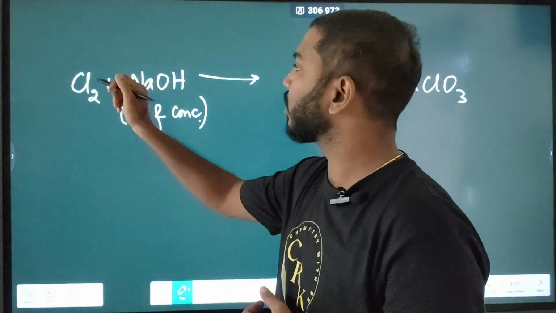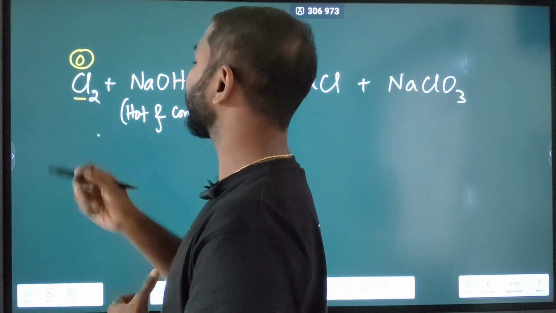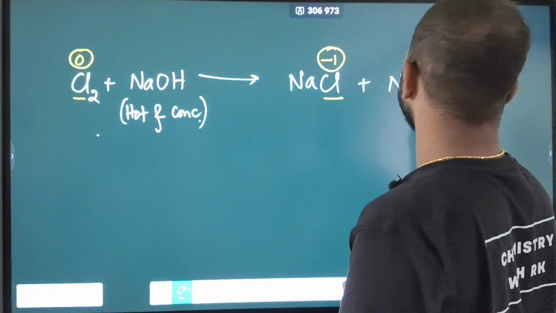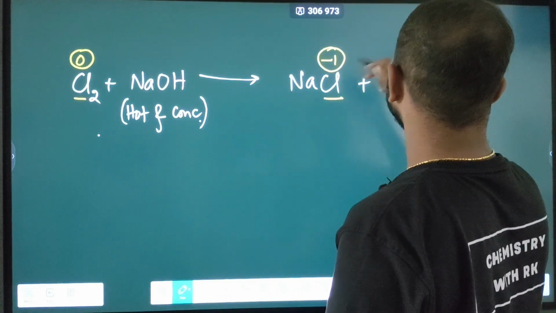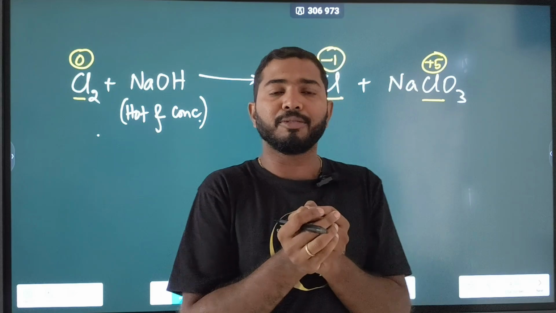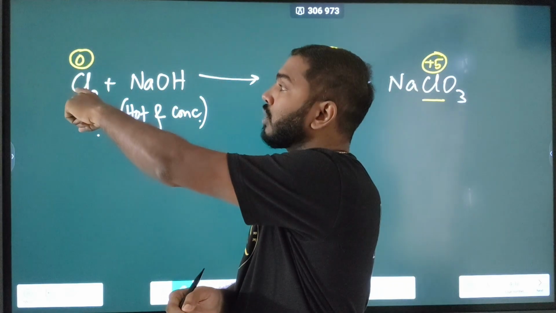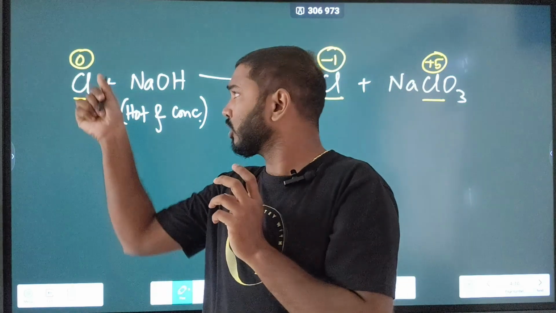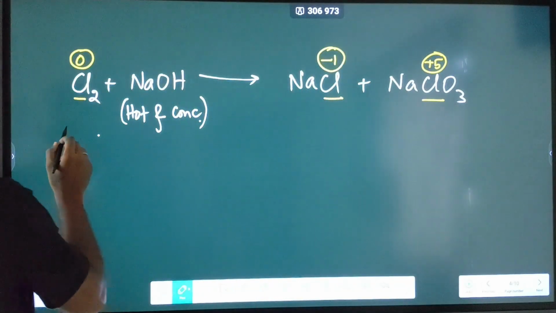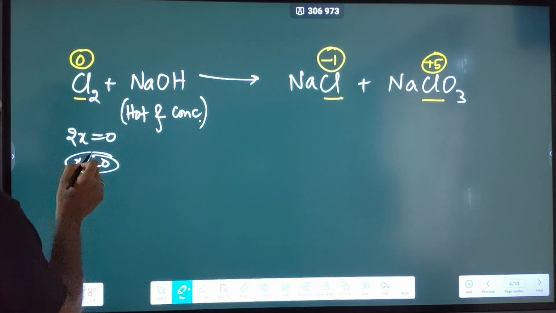So chlorine oxidation number here, since it is a homonuclear diatomic molecule, the oxidation number of chlorine is 0. Similarly, chlorine oxidation number is -1 in this. Similarly, chlorine oxidation number is +5. And in this particular example, we need to be a bit careful, because here we are calculating the oxidation number for 1 chlorine. So this is the 0 oxidation number for 1 chlorine, right? So what do we take generally? So that is 2x equals 0, then x is going to be 0 anyway.